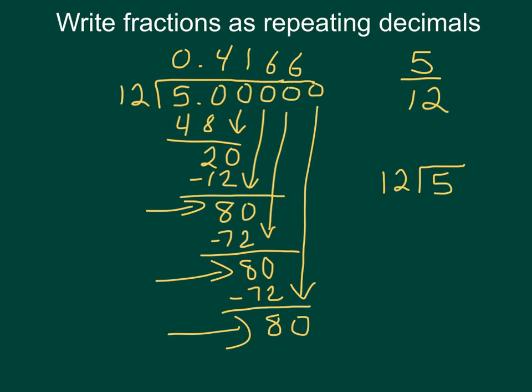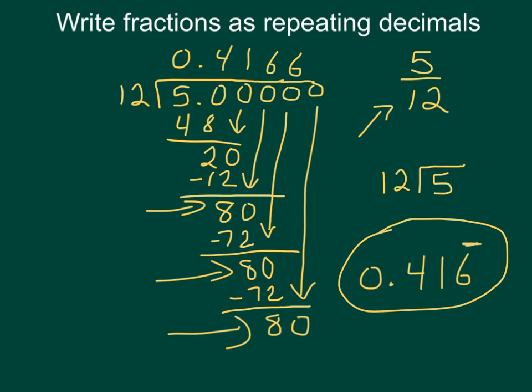And so I would write the fraction 5/12 like this. I would say as a decimal, that's 0.416, and I put what's called the bar notation on the top of this 6, because that means this 6 is going to keep repeating. So this right here is the decimal for 5/12.